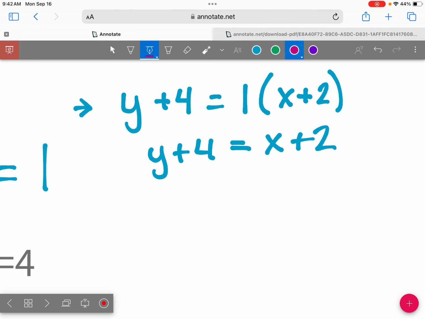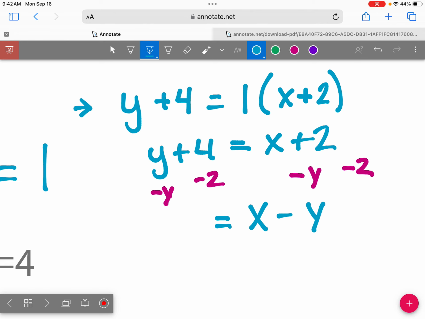So subtract y and subtract 2. So we get, on the right-hand side, x minus y, and on the left-hand side, I have 2. So 2 equals x minus y, or x minus y equals 2.